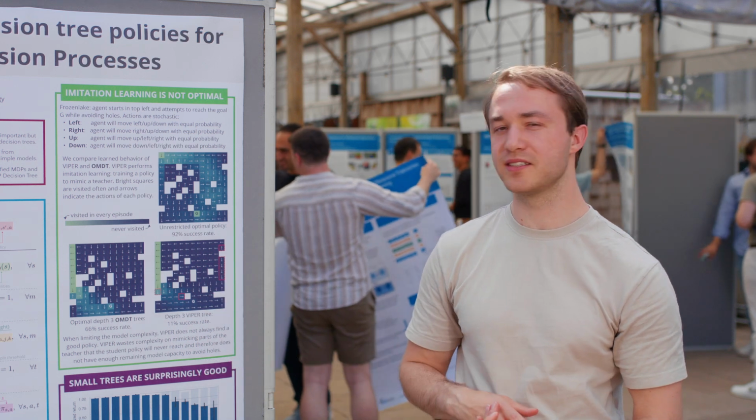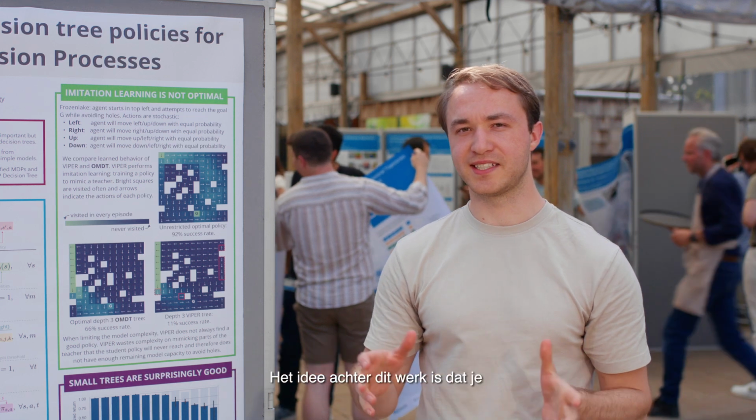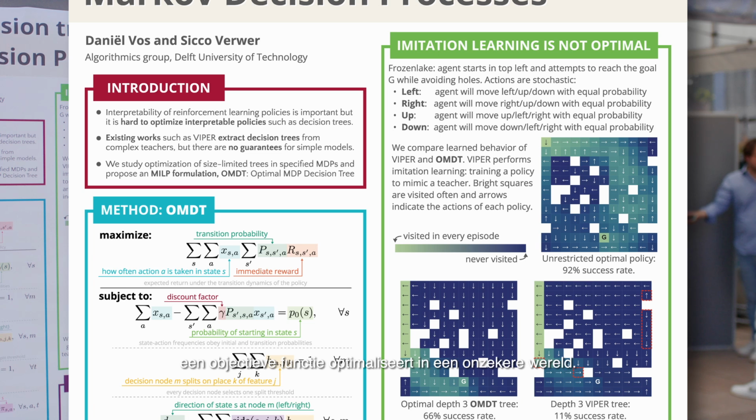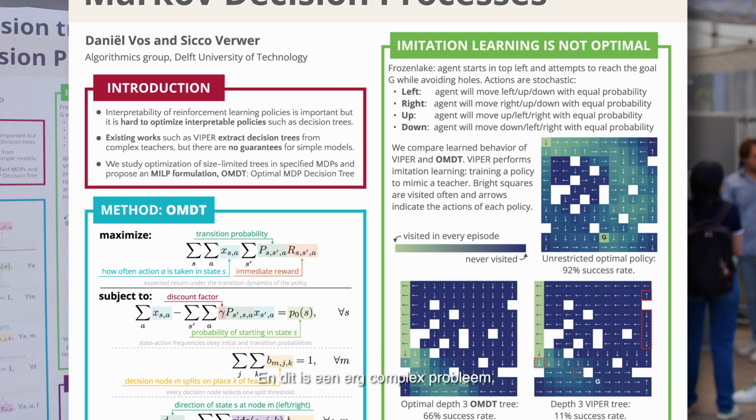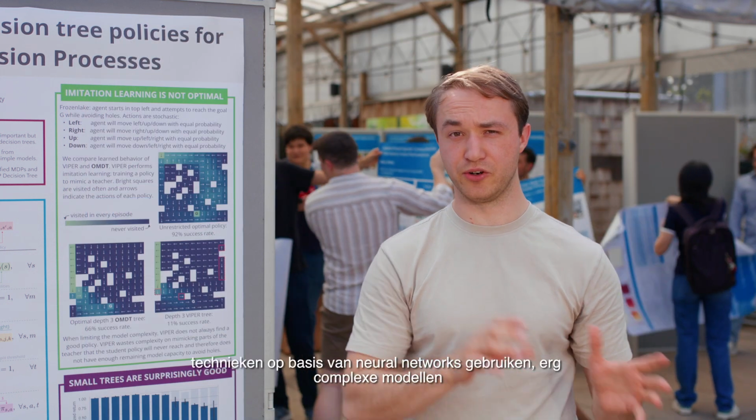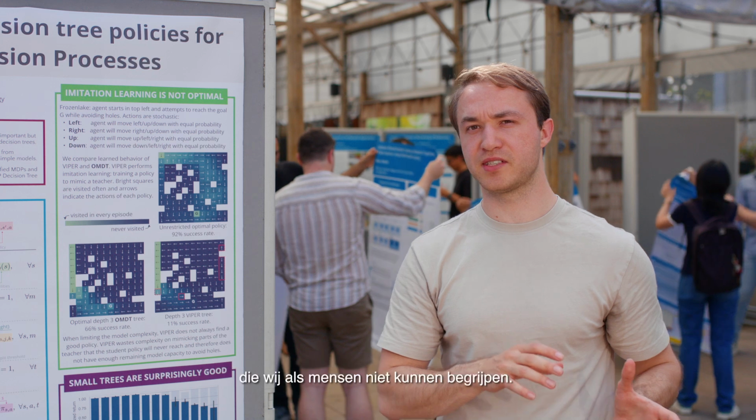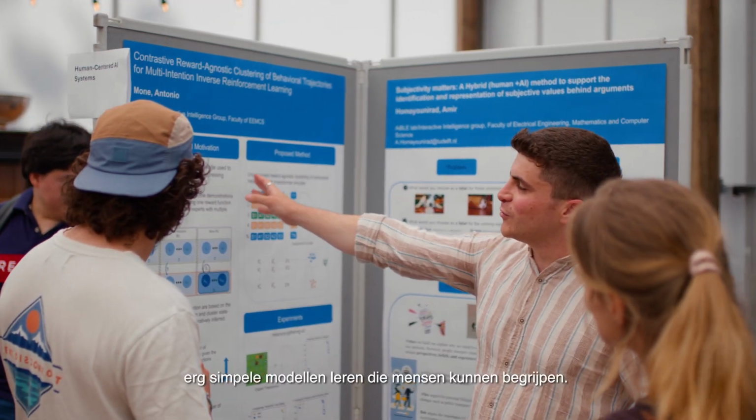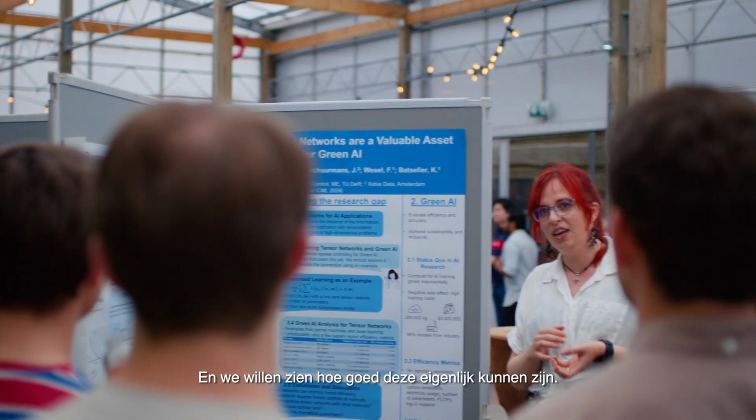I'm presenting the research that we did on Markov Decision Processes. The idea behind this work is that in reinforcement learning, you have an agent that tries to optimize an objective function in an uncertain world, and this is a really complicated problem. So what people normally do is they use techniques based on neural networks, very complex models that we as humans cannot understand. And what we want to do is instead learn very simple models that humans can understand, and we want to see how good these could actually be.